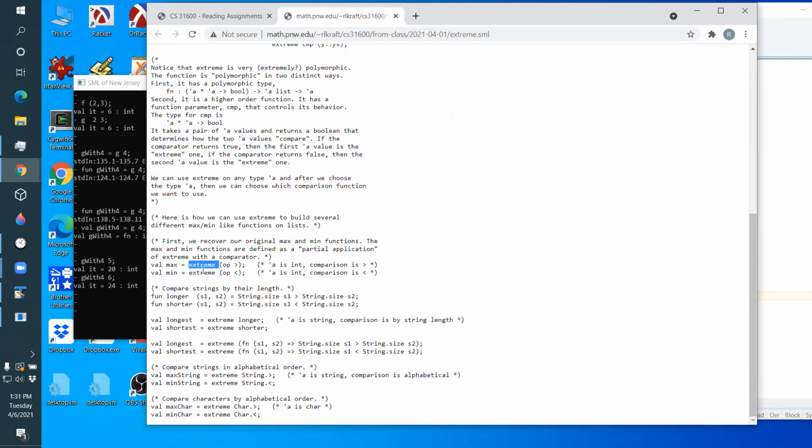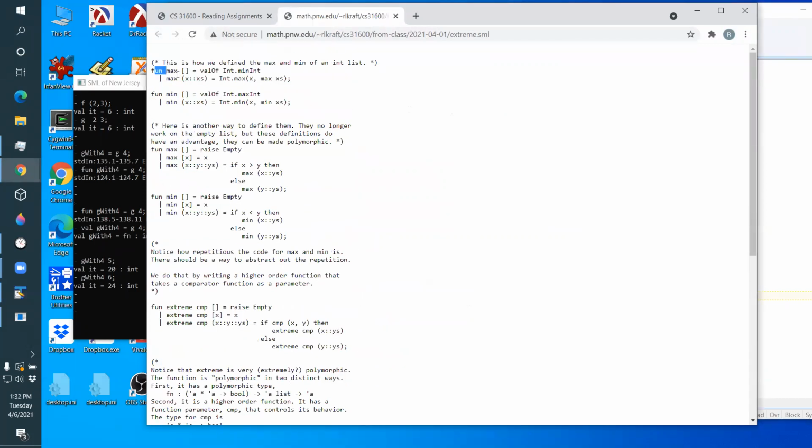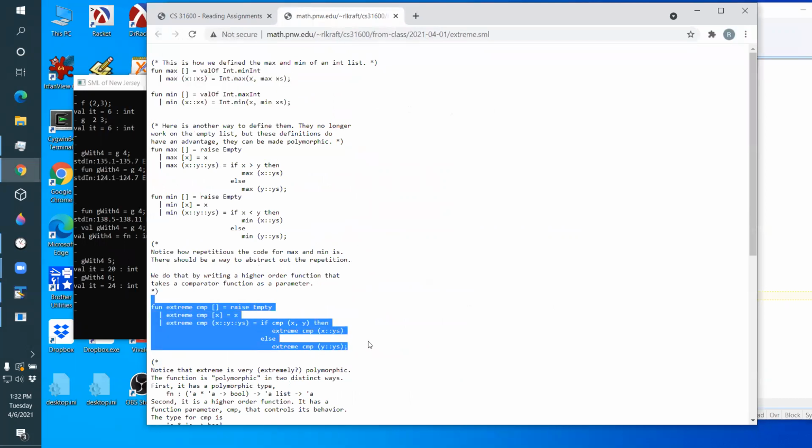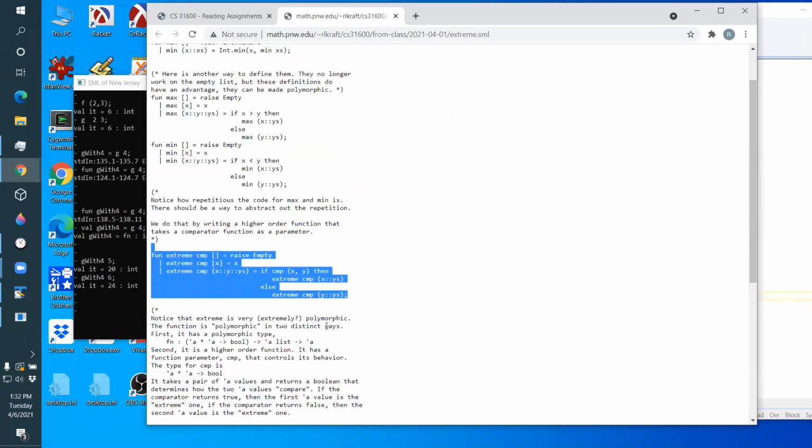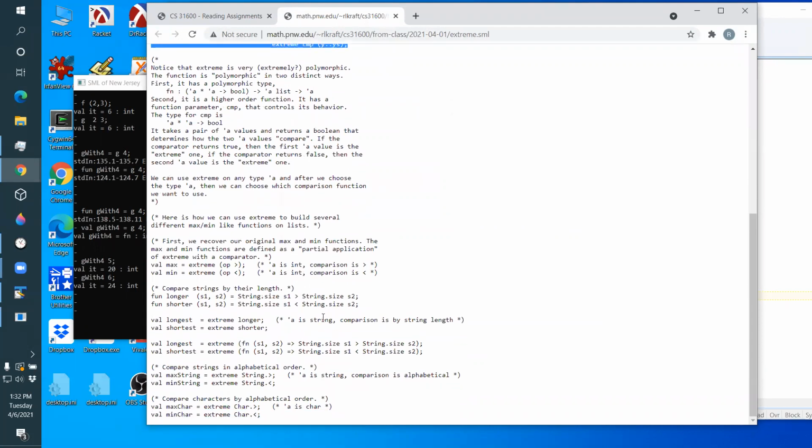Max is a special case of extreme. Min is a special case of extreme. And I don't have to rewrite any code. I don't need to write out what max is or what min is, even though this code up here looks a lot like this code down here, because max and min are just a special case of extreme. In a well-designed language like ML, I can write the general purpose function and then recover special versions of it by partial applications, which is really useful.